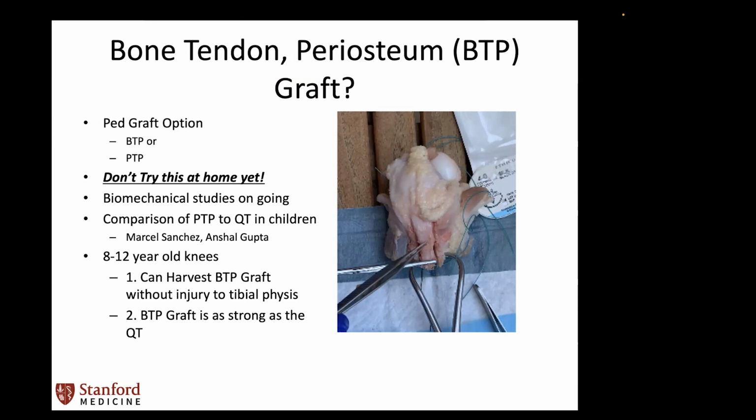We all know the QT is getting a lot of attention now. Many have considered it the best graft choice. Well, it looks like this bone-tendon-periosteum graft is just as strong as a quadriceps tendon, so it might be an option in the future.